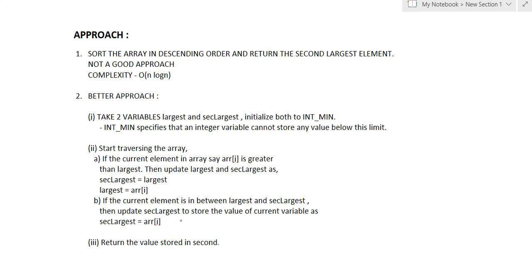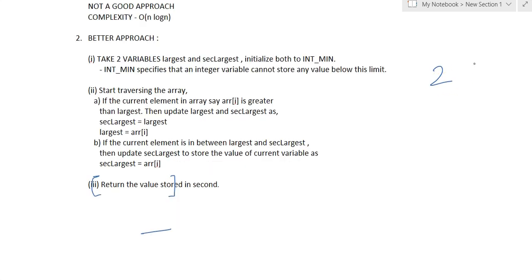And after that, we are just going to simply return the value which is stored in the second largest variable. And one more condition is that we need at least two elements for this approach to work, because if the number of elements is less than 2, like if there is only one element or zero elements, then we can't find the second largest element. So we need at least two elements for this problem.